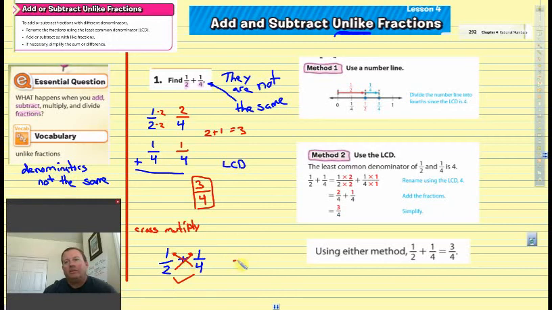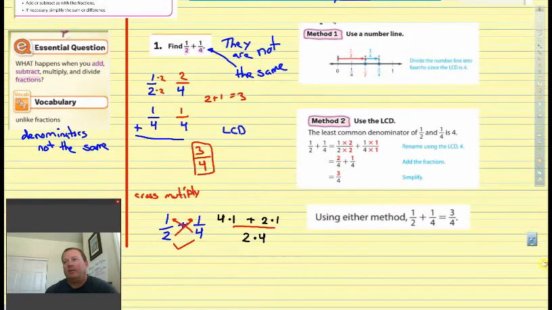So I'm going to set this up how this is going to look. A lot of times we're not going to write it all out. We're just going to actually multiply. But I'm going to write it out so that you can see. Don't forget, 2 times 1 will go here. 4 times 1 will go here. And 2 times 4 will go here. I'm going to go ahead and start multiplying it all out.